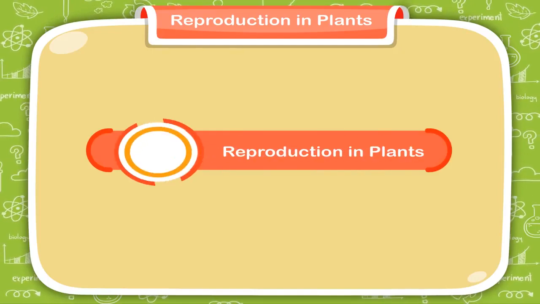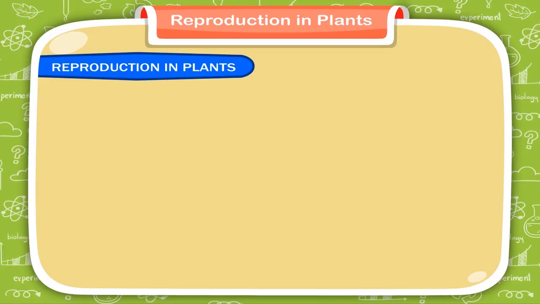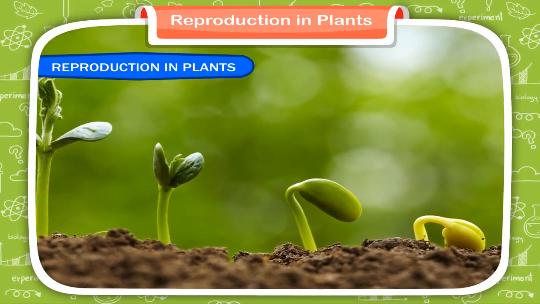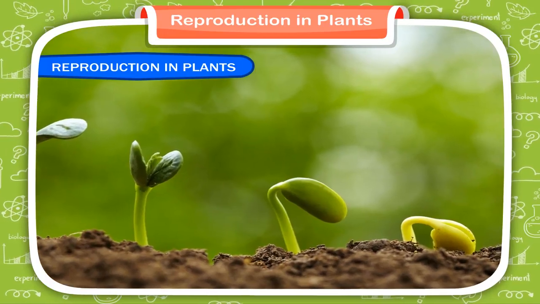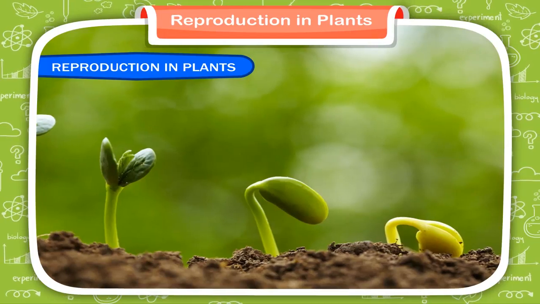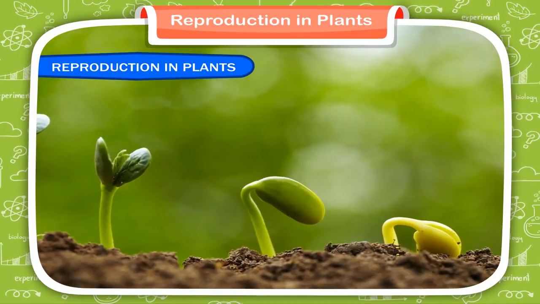Reproduction in plants. Like animals and human beings, plants also reproduce to ensure the continuation of the species. They reproduce in many ways.